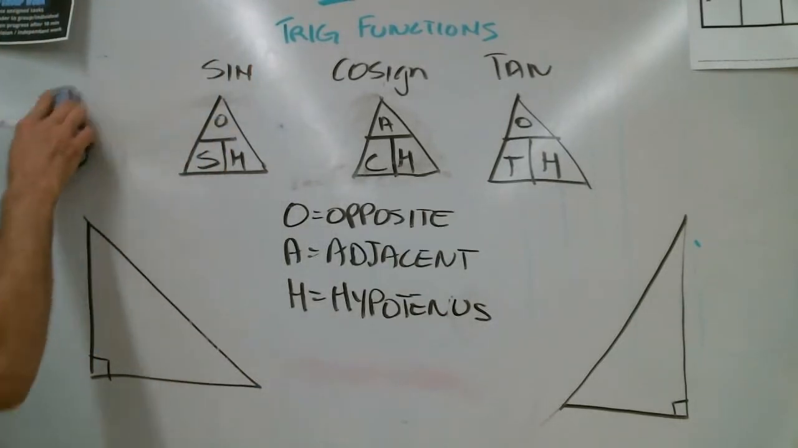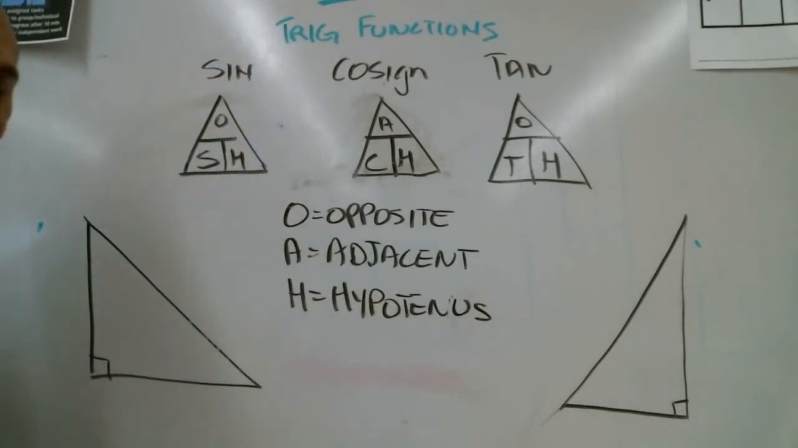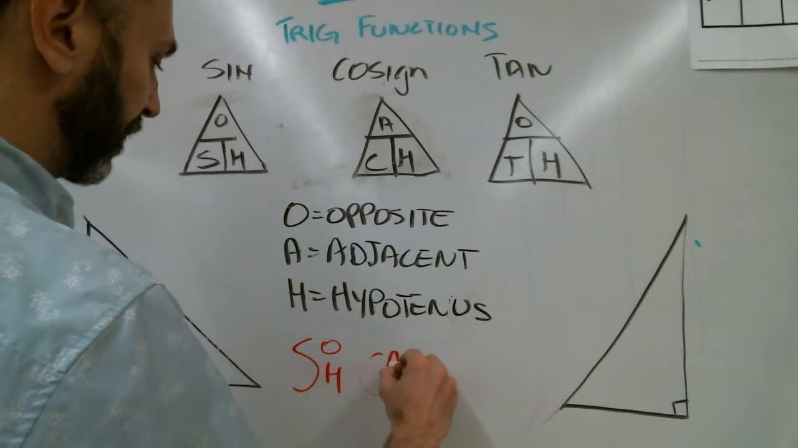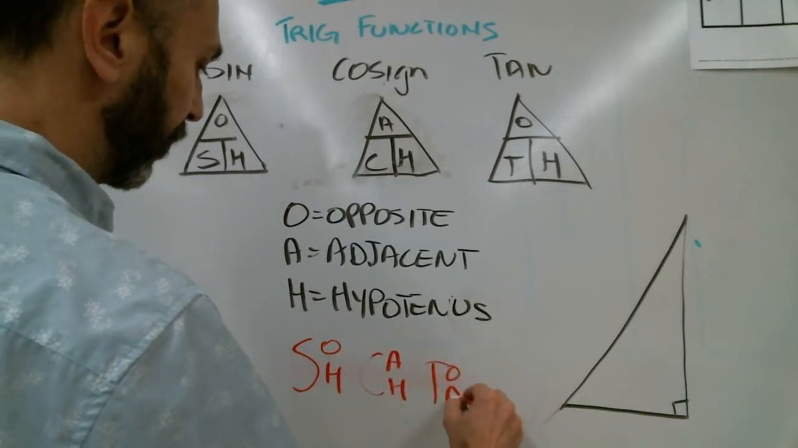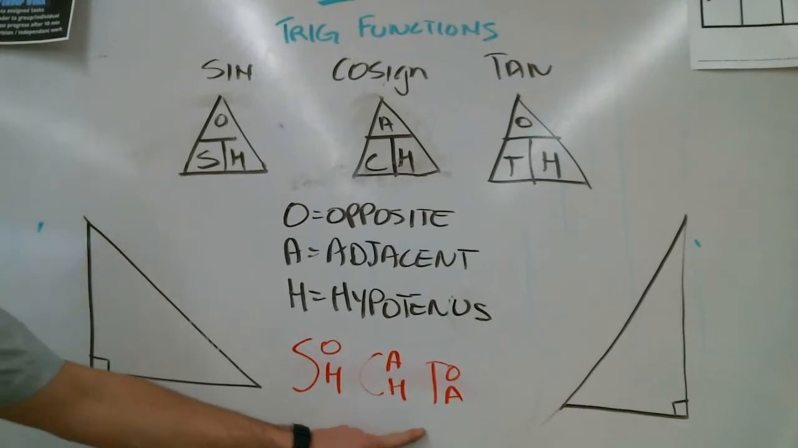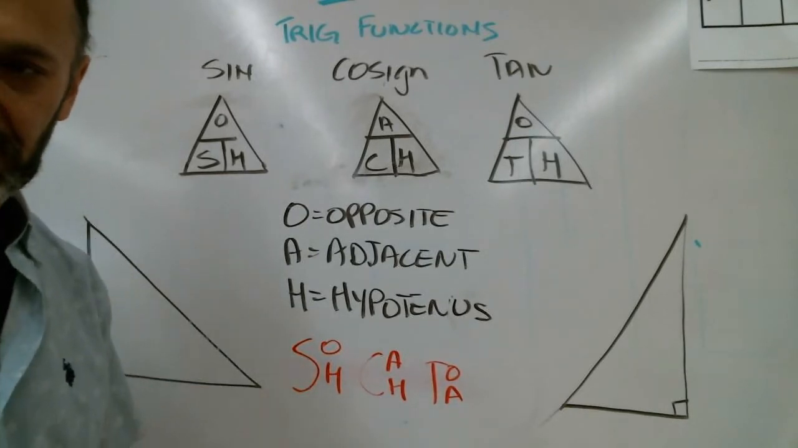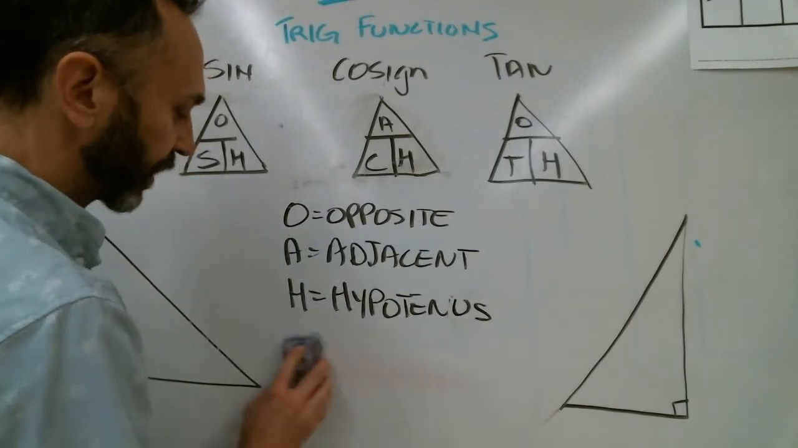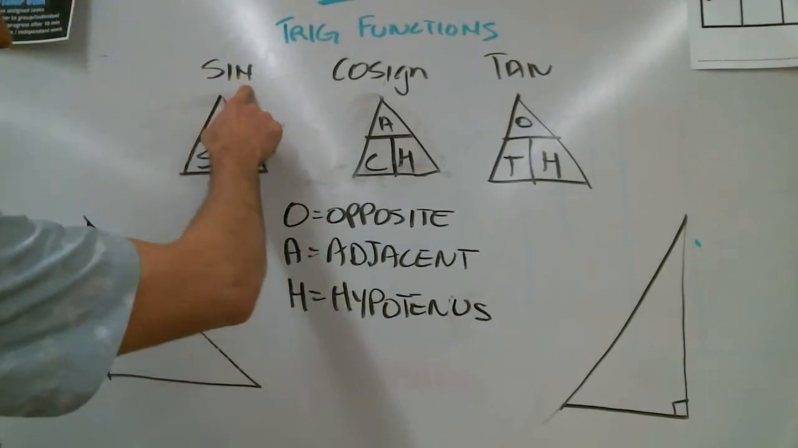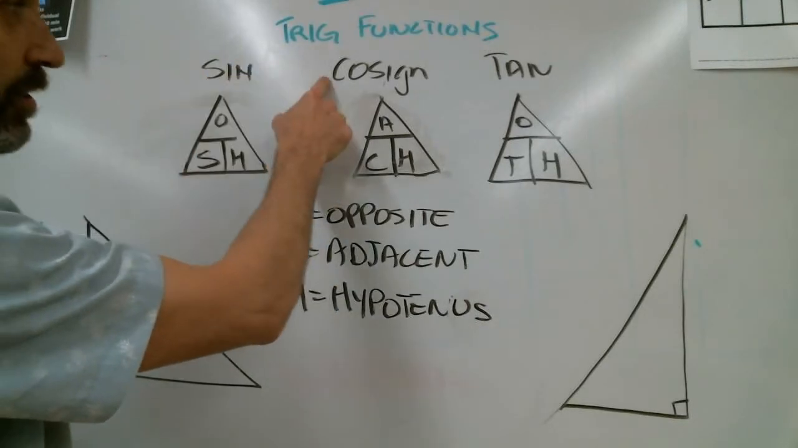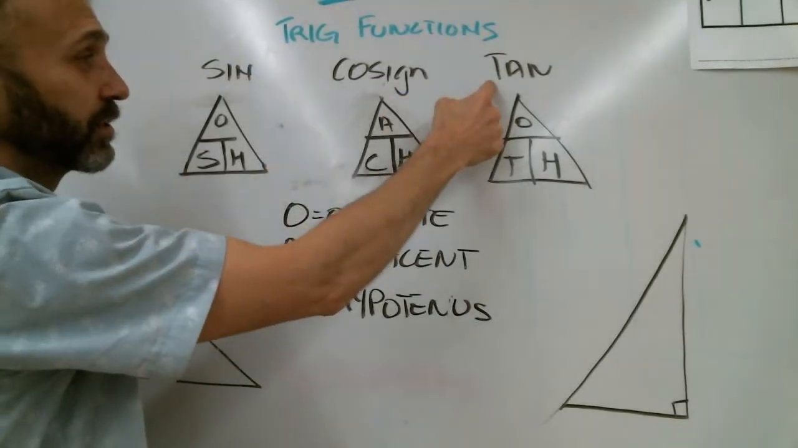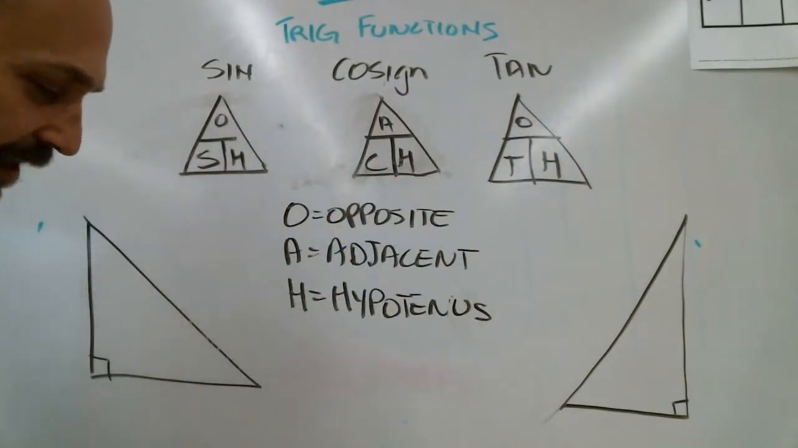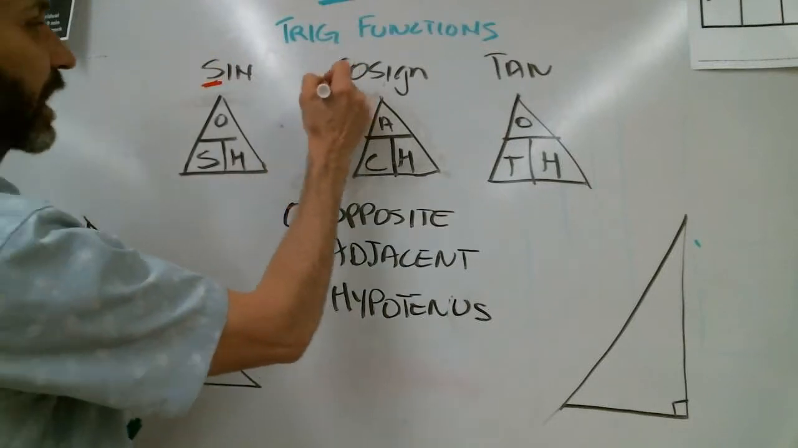SOHCAHTOA, what is it? A better way to write it is like this. Why? Because this actually gives you the formulas as well. So SOHCAHTOA. What does that mean? The big thing is that all of these trig functions, there's only three: sine, which is SOH, cosine, which is CAH, tan, TOA. Tan is the T. So each one of the letters represents the start of the acronym.